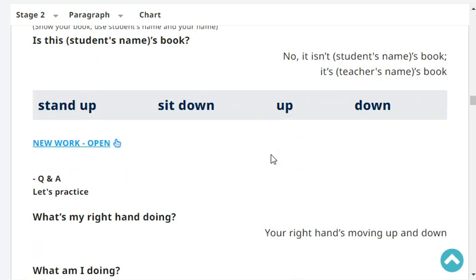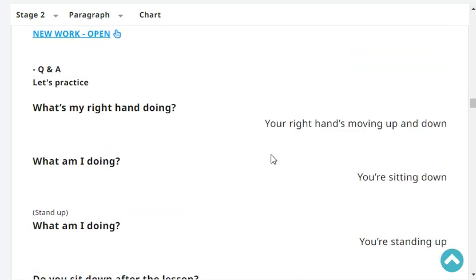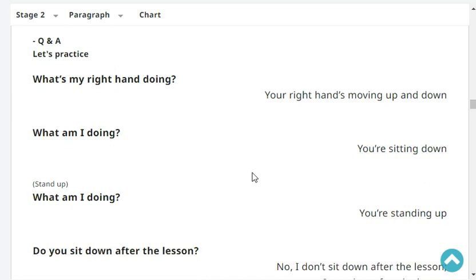Okay, next. What's my right hand doing? Your right hand is moving up and down. Very good. What am I doing? You're standing up. What am I doing? You're sitting down. Very good.